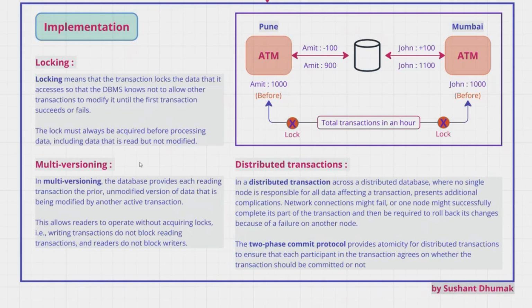There is another way, called multi-versioning, where the database itself has multiple versions. The database provides each reading transaction the prior and unmodified version of data, while it is being modified by another transaction at the same time. Maybe we are working on one version where Amit and John are having a transaction with one another, like there is account information that is changed between them. So that is one version.